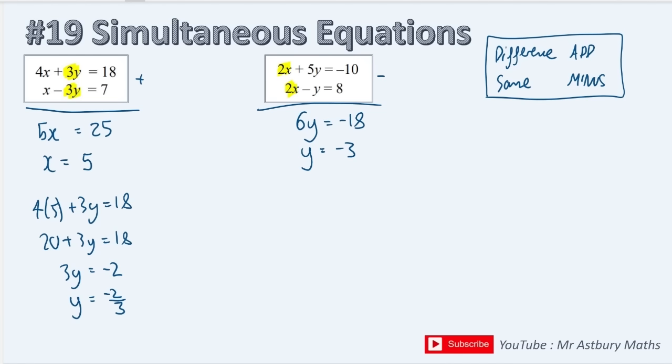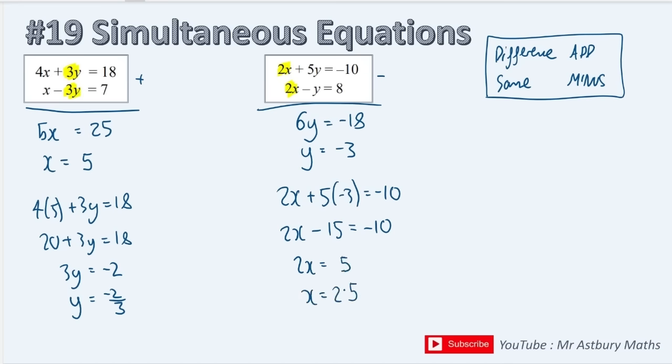I'm going to pick the top one because it doesn't have a minus sign in again, and I'm going to get 2x plus 5 lots of minus 3 is equal to minus 10. So 2x, 5 times minus 3 is minus 15. Add the 15 to both sides, it's going to give me 5 on the right, this is going to give me 2.5 for x.